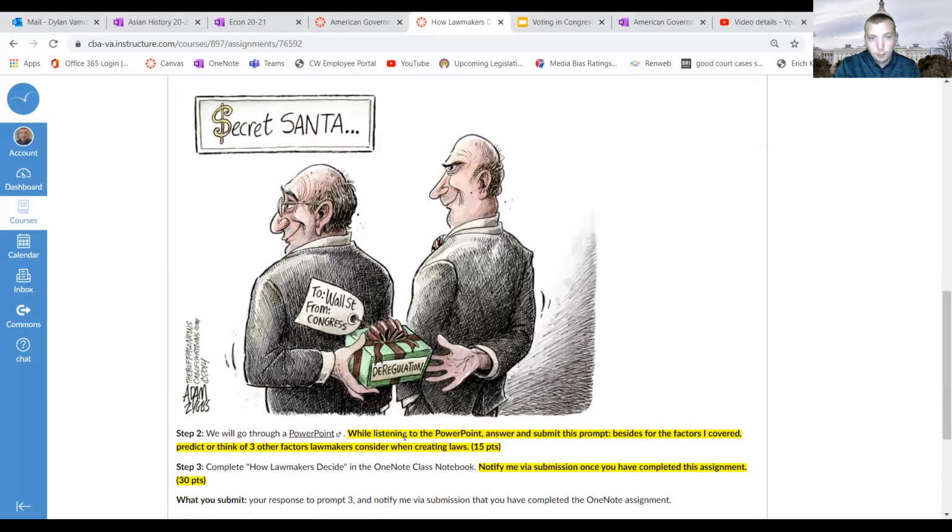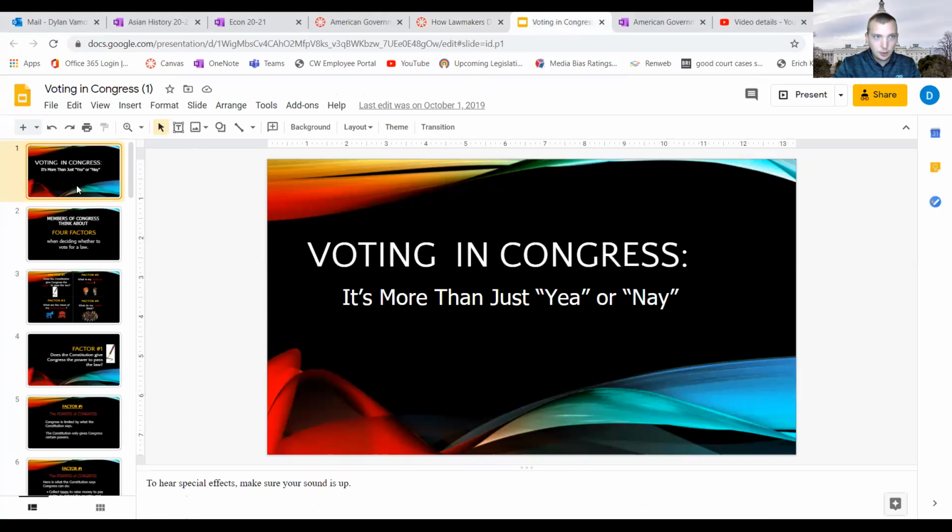We're going to go through a PowerPoint, and I don't usually like going through PowerPoints, but this will just give us a good overview of this topic. And then while listening through the PowerPoint, I want you to answer and submit this prompt. Besides the factors that I've covered thus far, I want you to predict or think of 3 other factors lawmakers should or must consider when they are creating laws. So let's go through this PowerPoint. I don't think it'll take too long.